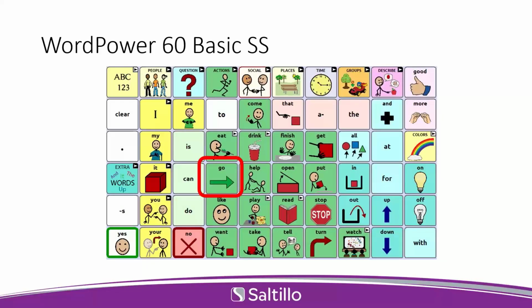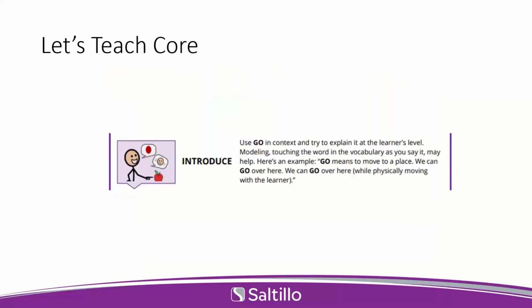Okay, so here's where go is located on WordPower 60 Basic. It's right there for you on the home page. All right, next, the Let's Teach Core page gives a description about how you can introduce the word to your student. So use go in context, try to explain it at the learner's level, right? We're modeling, we're touching the word in the vocabulary as you say it. So it provides an example. Go means to move to a place. We can go over here, we can go over there. And you can actually do this while you're physically moving with that learner, okay?